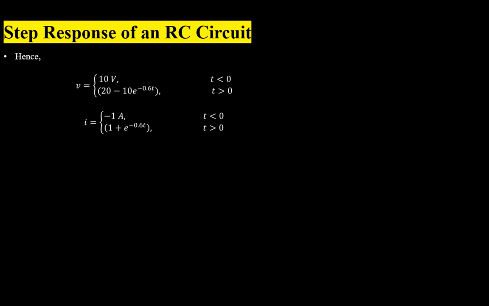Now we will summarize all the values of voltages and currents. The voltage V will be equal to 10 volt for time less than 0, and for time greater than or equal to 0 it will be 20 minus 10 into exponential power minus 0.6 t volts. And current I for time less than 0 will be minus 1 ampere, and for time t greater than 0 it will be 1 plus exponential power minus 0.6 t amperes.